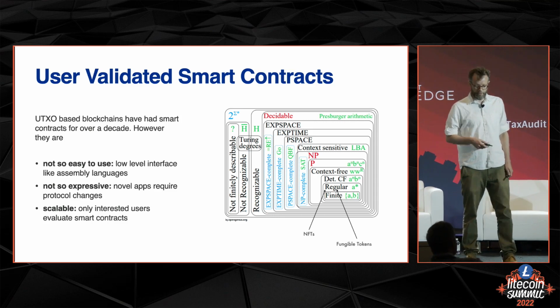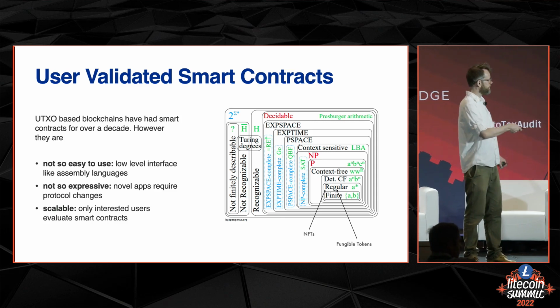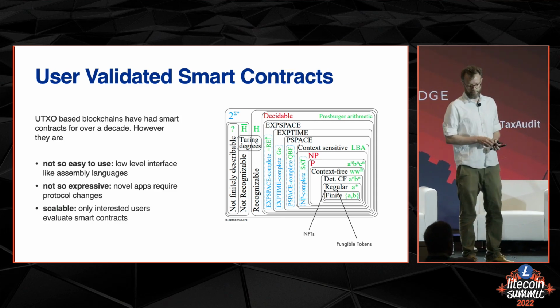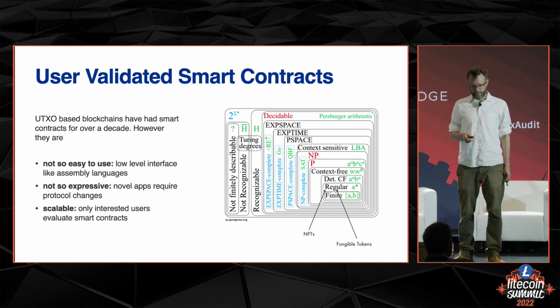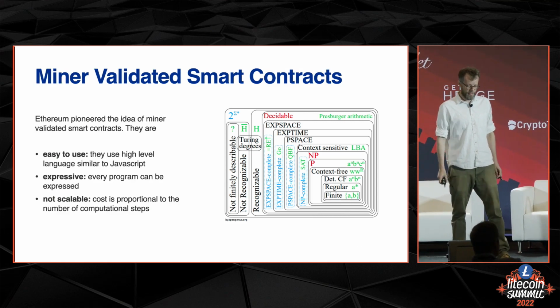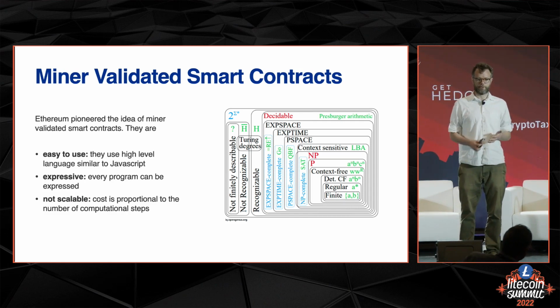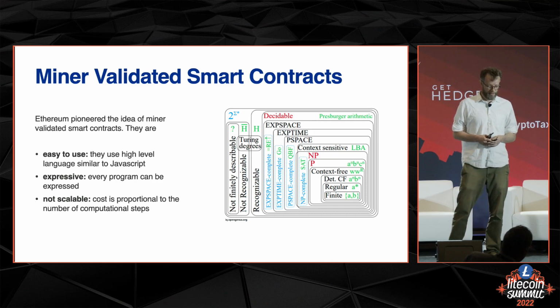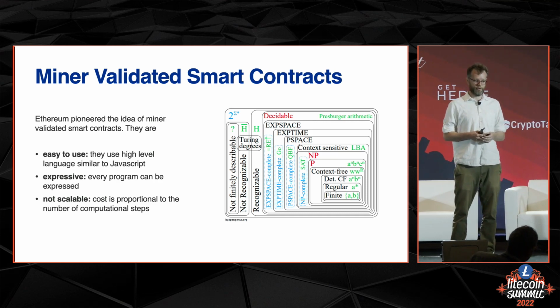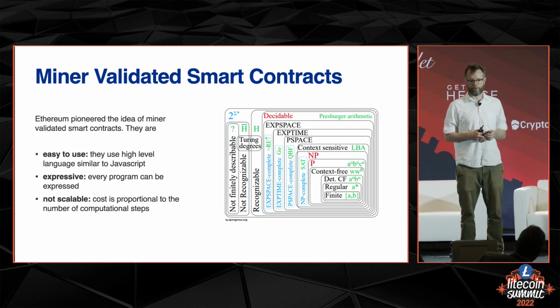And so these colored coins can really only express a handful of programs, and they mostly sit down here in this very, very efficient class of algorithms. The other basic approach to smart contracts is called miner-validated smart contracts, pioneered by Ethereum. Their idea to fix the shortcomings of the smart contracts on UTXO-based blockchains is to have miners execute the code. And the advantage is that this made it much, much easier to program smart contracts.